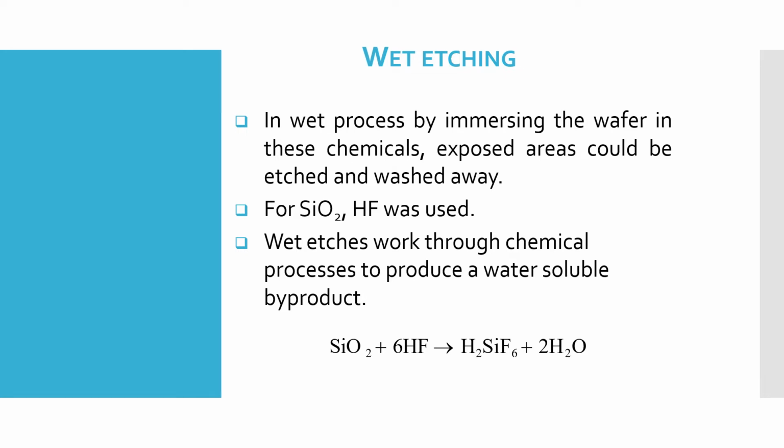In the wet process, the wafer will be submerged or immersed into the chemical, and the exposed area will be etched and washed away. For example, for silicon oxide, hydrofluoric acid is used, where wet etchers work through a chemical process to produce a water soluble byproduct. If you can see the chemical equation below, the silicon oxide will react with the HF, and then create H2SiF6 and water.